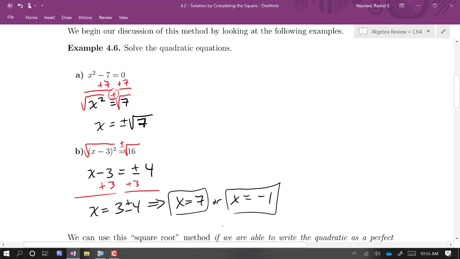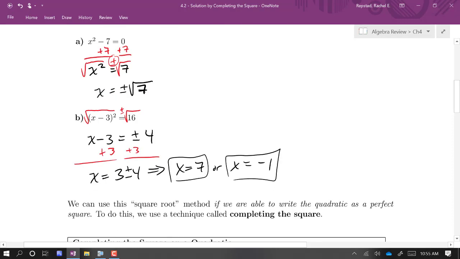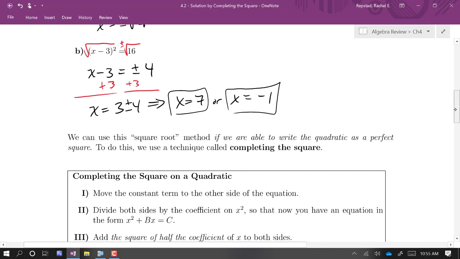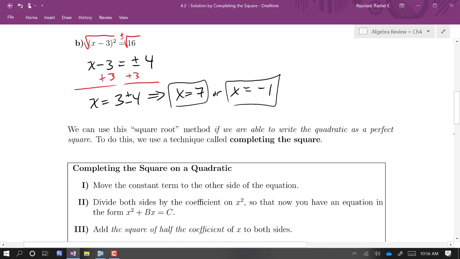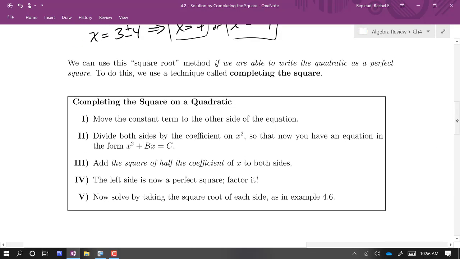So the square root method can still work even if it's not just x squared equals something. It can work if I have (x minus 3) or (x plus 5) squared equals something. Taking the square root works in any scenario where it allows us to isolate that x term. And so what we're going to work on is being able to transform a quadratic equation into one where we can use this square root method. And this technique to transform it into an equation where we're ready to take the square root, this process is called completing the square.